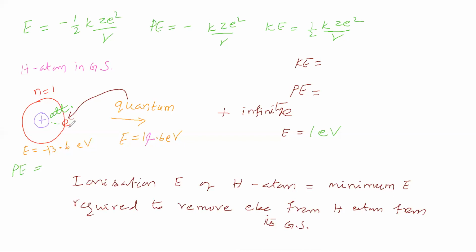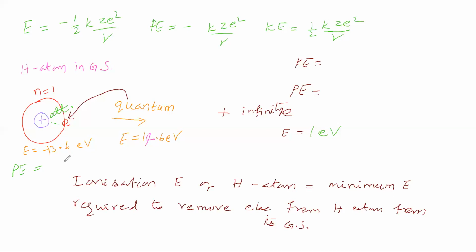The energy of the electron in the ground state is minus 13.6 electron volt. Energy is equal to minus 1 by 2 k z e square by r. Substitute this energy here and take this to this side. Then what is remaining? This is the remaining, so you will get the potential energy.